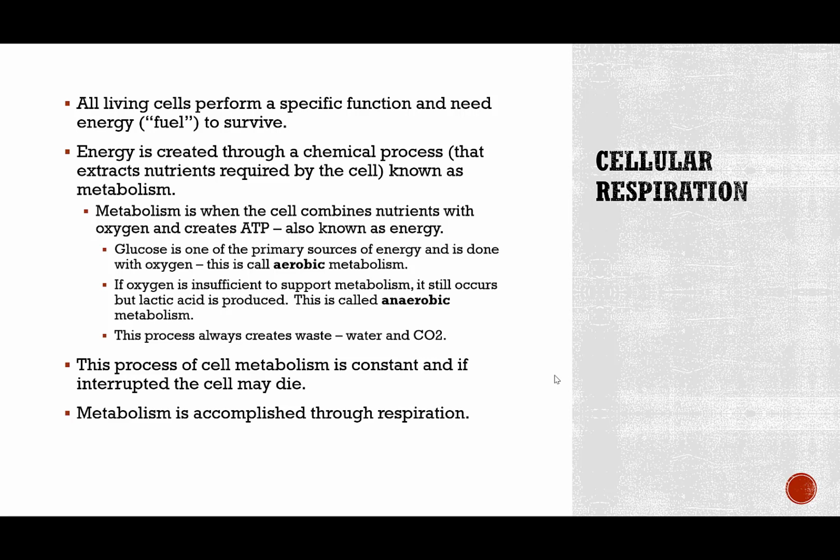And ATP is basically shorthand for a very long word that you can go look up, but it is basically what produces energy. So glucose is one of the primary sources of energy, and it's done with oxygen, and that's called aerobic metabolism. Now, if there's not enough oxygen, which means we have had a problem with oxygenation and ultimately with respiration, the body will switch over to anaerobic metabolism, right?